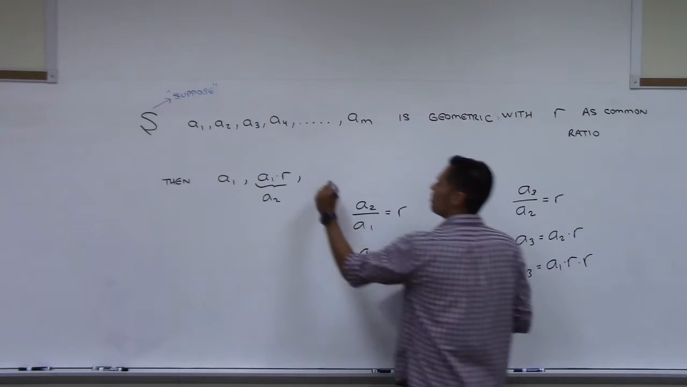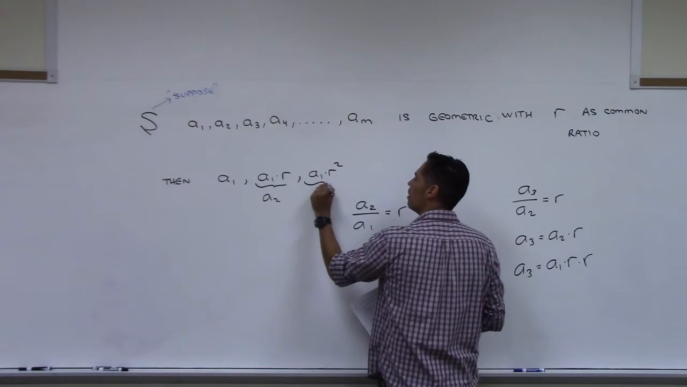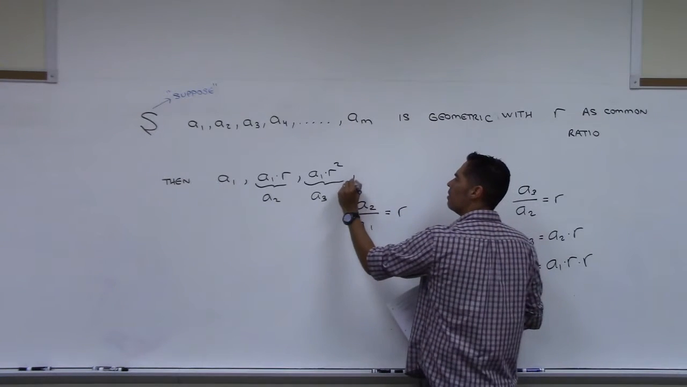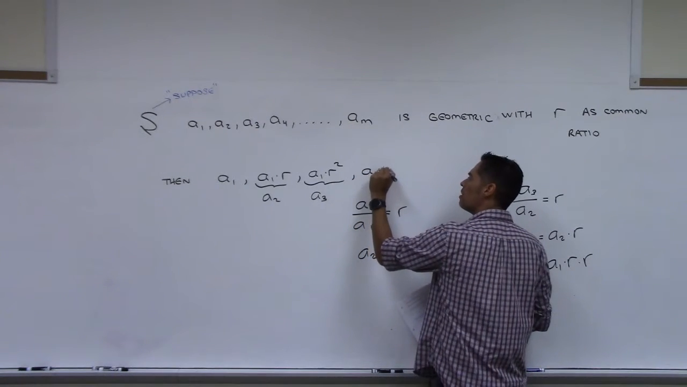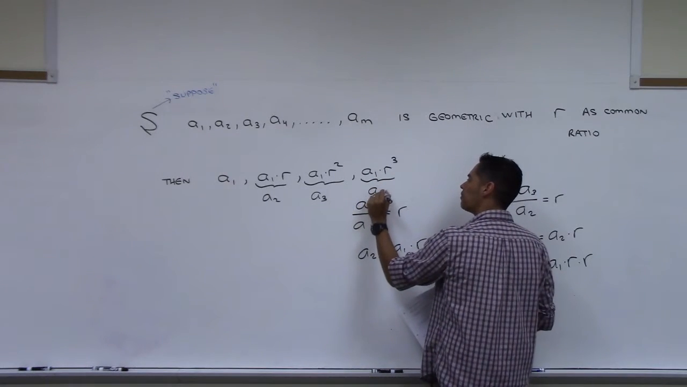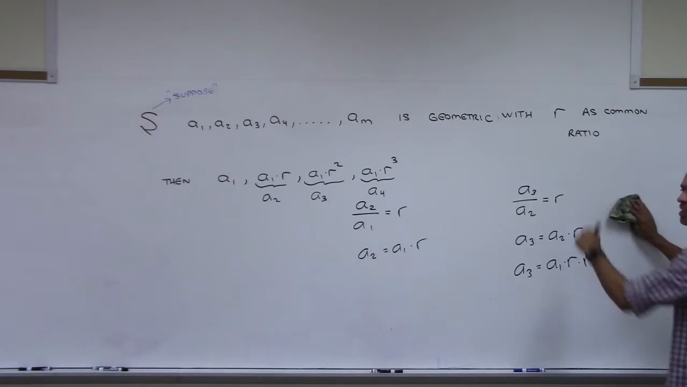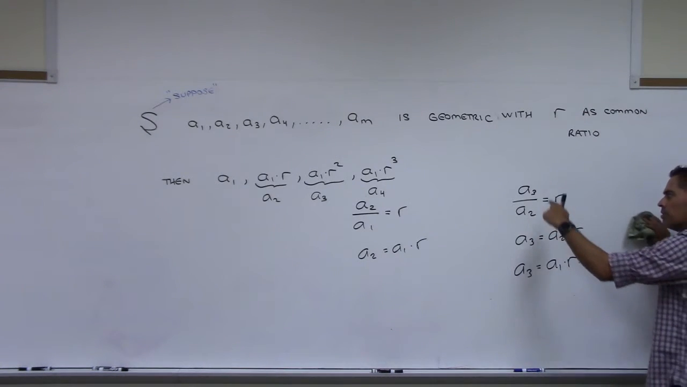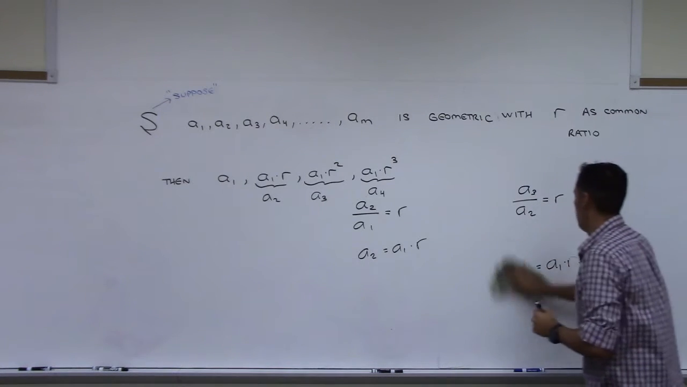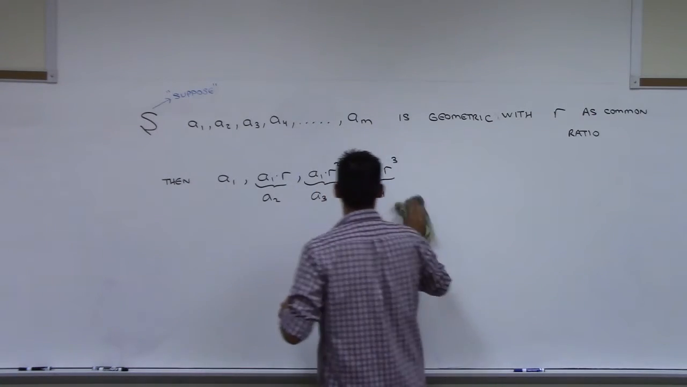All right, so let me put it down here. This one should be a sub 1 times r squared. That's our third one. So if we follow this pattern, the next one should probably be a sub 1 times r cubed, right? This should be our fourth one. You could just continue doing this: the fifth one over the fourth one needs to be r, and then replace it. Like I said, if you're not following that, I don't want you to be upset.